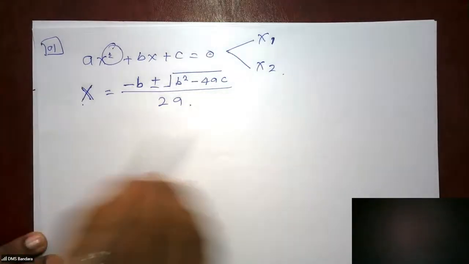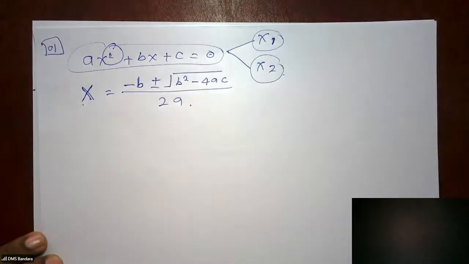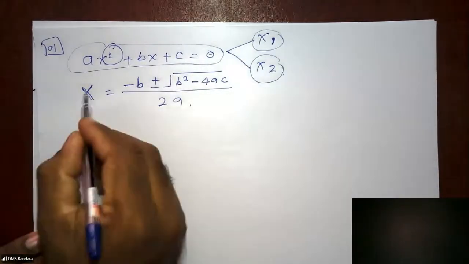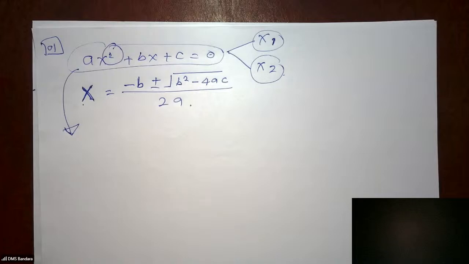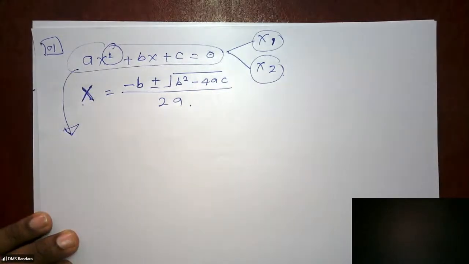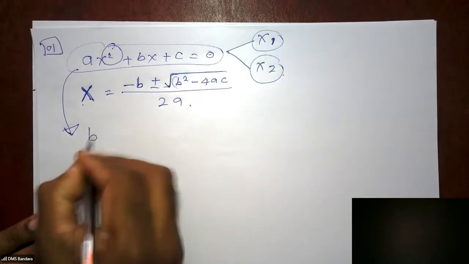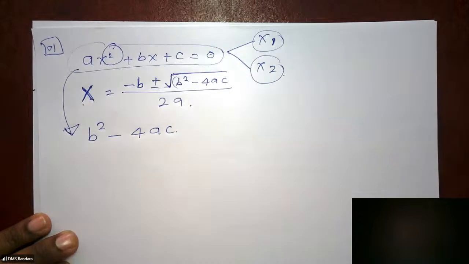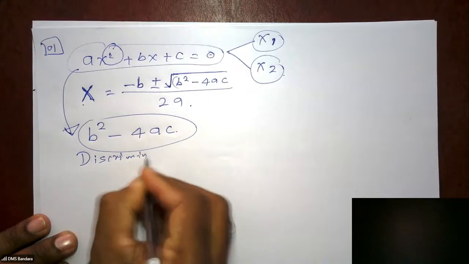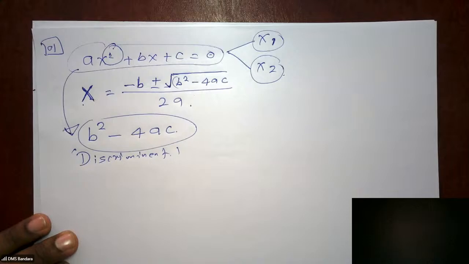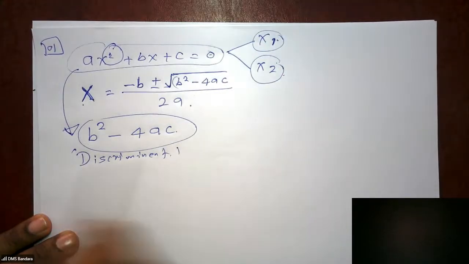By using this formula, we can find the roots of this quadratic equation, which x satisfy the equation, right? I think you all already know there are three types of solutions we can find for this quadratic equation. It depends on the expression inside this square root. The expression inside the square root is b squared minus 4ac. We call this the discriminant of the equation. The roots x1 and x2 depend on this discriminant.